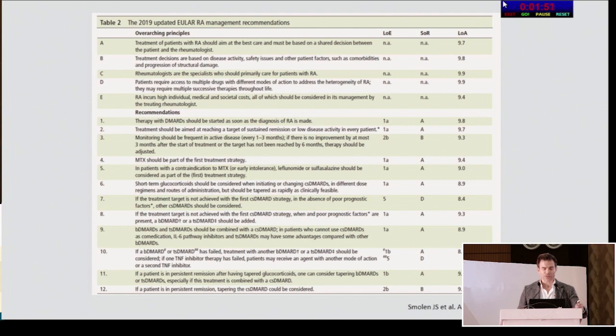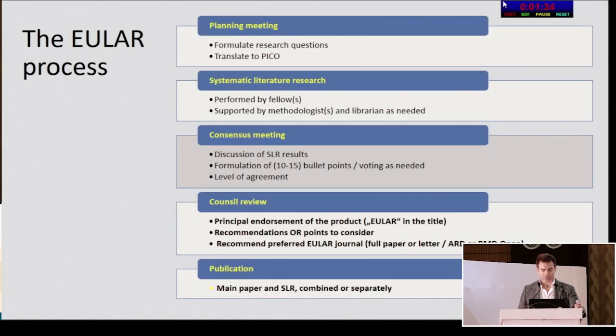This is the 2019 EULAR recommendations for RA. In the rightmost column, you can see the level of agreement, and you can see it's usually above 9. Anything below 9 should actually raise our interest and at least tells us that there is some disconnect.